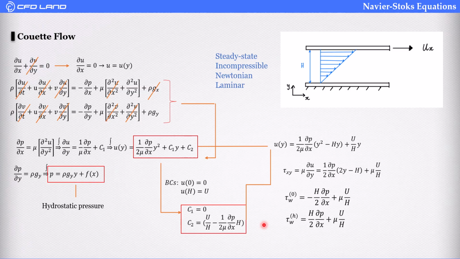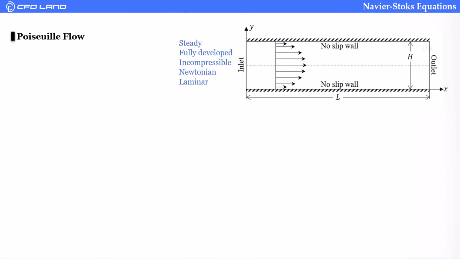Most of the equations are not this simple, so we have to use numerical methods to solve them. But this is one of the exceptions. This is one that we can solve analytically. The other flow is Poiseuille flow. Again, the assumptions are steady, fully developed, incompressible, Newtonian, and laminar.